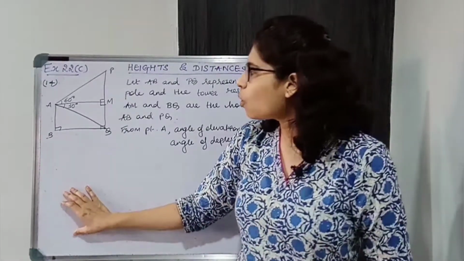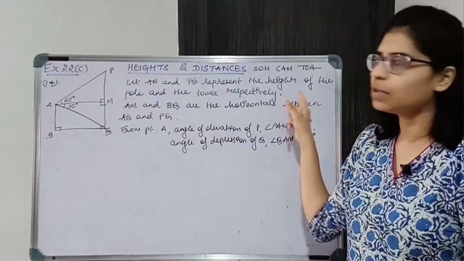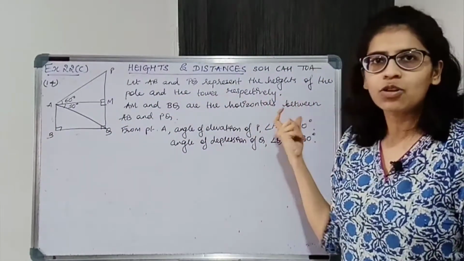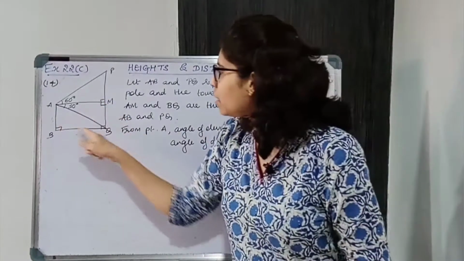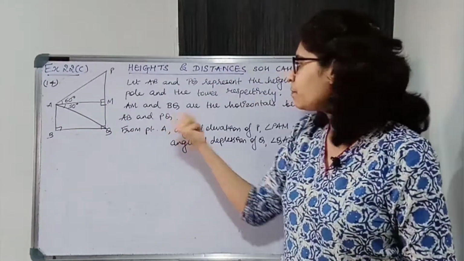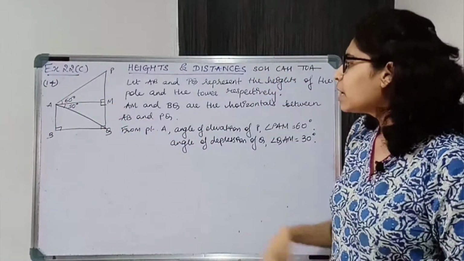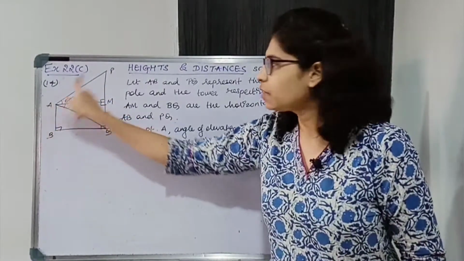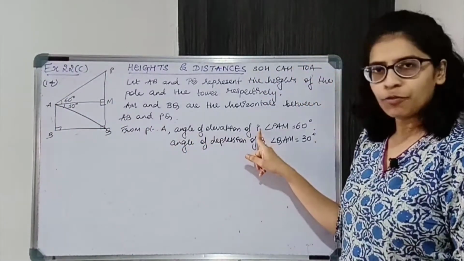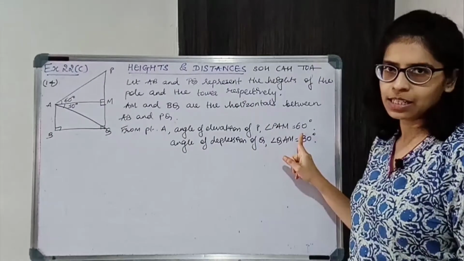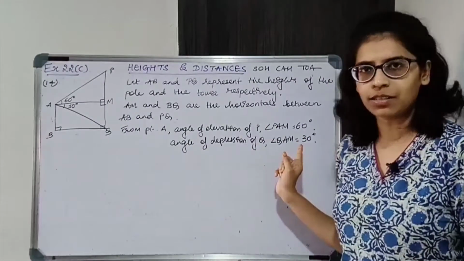Okay, so AB is the pole and PQ is the tower. So we'll just write down AB and PQ represent the heights of the pole and the tower respectively. Then AM and BQ are the horizontals, okay, from between AB and PQ. ठीक है, now from A we are observing P and Q. So from point A, angle of elevation of P, that is angle PAM, is 60 degrees. Okay, and angle of depression of Q, that is angle QAM, is 30 degrees.